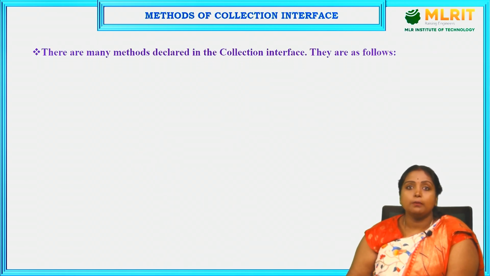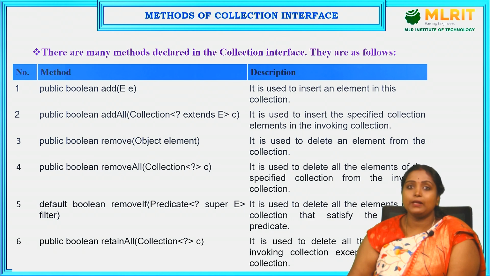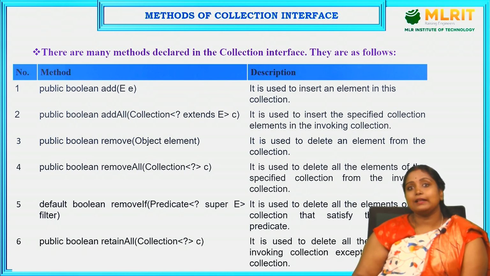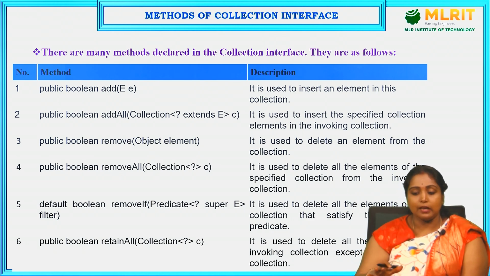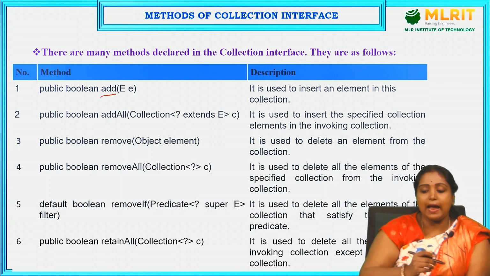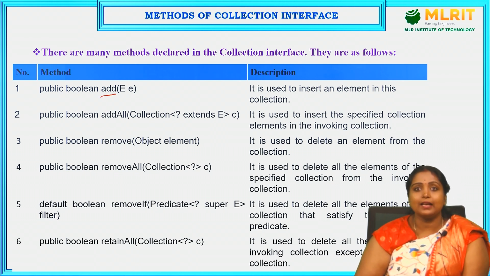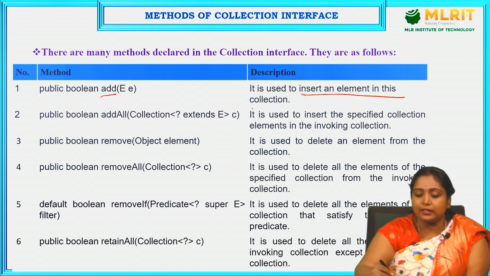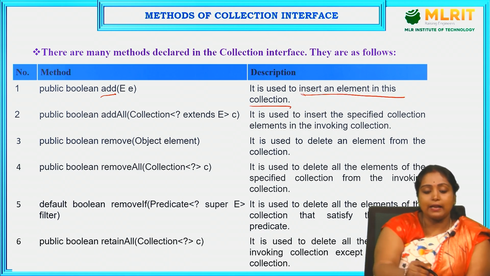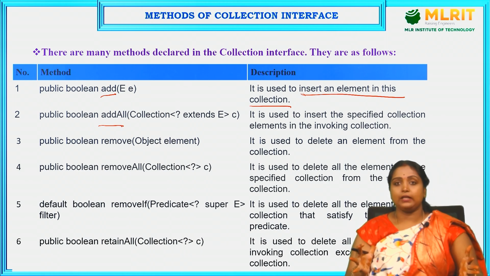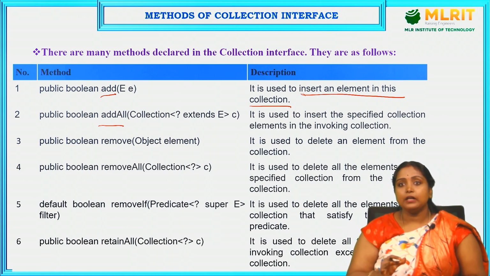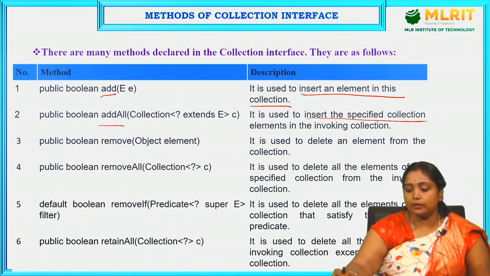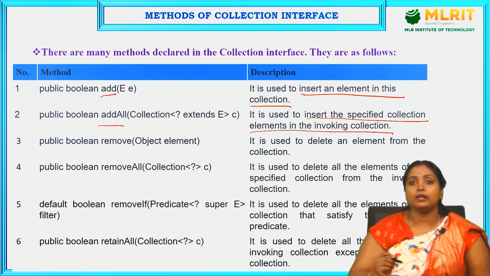Coming to the methods of the collection interface. There are many methods declared in the collection interface, and these are some of the methods we are seeing. The first one is the add method. The add method is used to insert an element into a collection. And addAll: if I have a group of elements, I can use it to insert the specified collection's elements into the invoking collection.